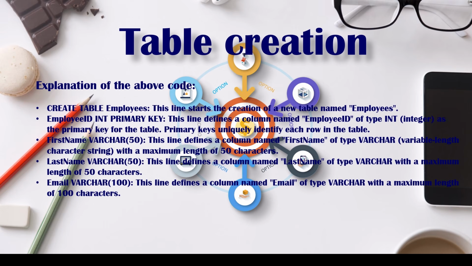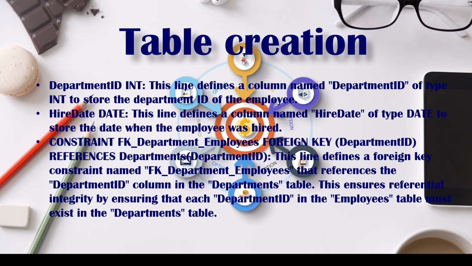First name, varchar 50. This line defines a column named first name of type varchar, variable length character string, with a maximum length of 50 characters. Last name, varchar 50. This line defines a column named last name of type varchar, with a maximum length of 50 characters. Email, varchar 100. This line defines a column named email of type varchar with a maximum length of 100 characters. Department ID, int. This line defines a column named department ID of type int to store the department ID of the employee. Hire date, date. This line defines a column named hire date of type date to store the date when the employee was hired.